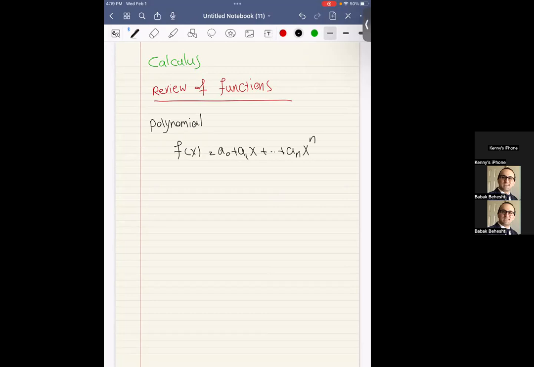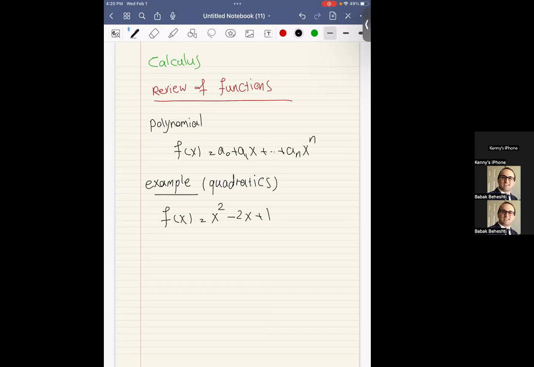In particular, we have the quadratic function, which is a type of polynomial. For instance, f of x equals x squared minus 2x plus 1. This is a quadratic. And you have cubic polynomials and so on.